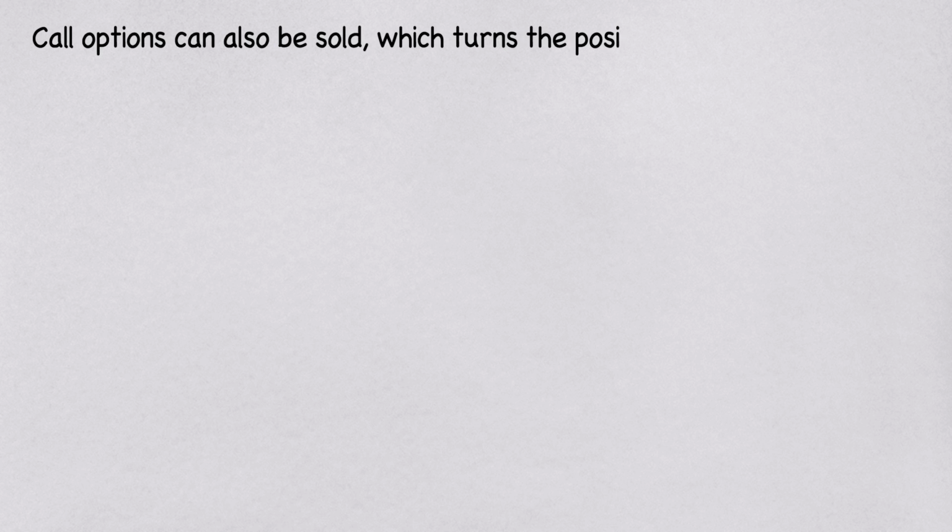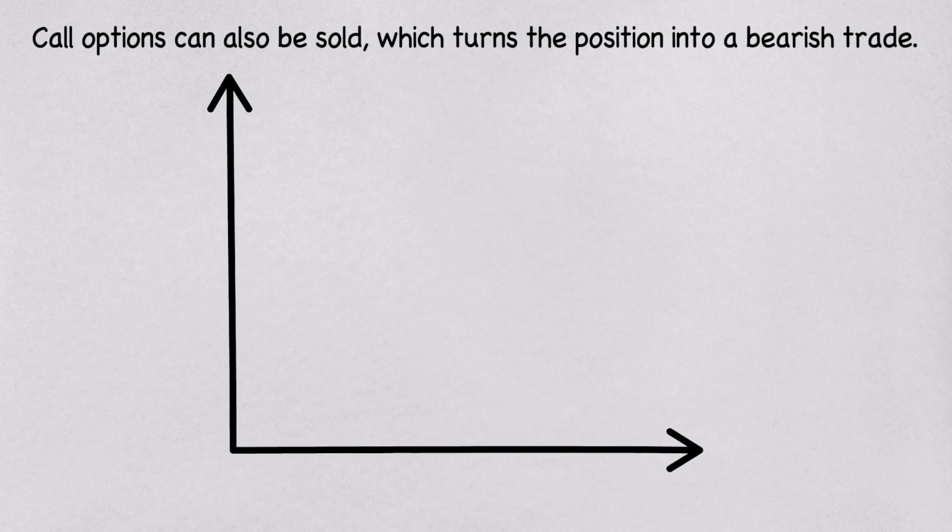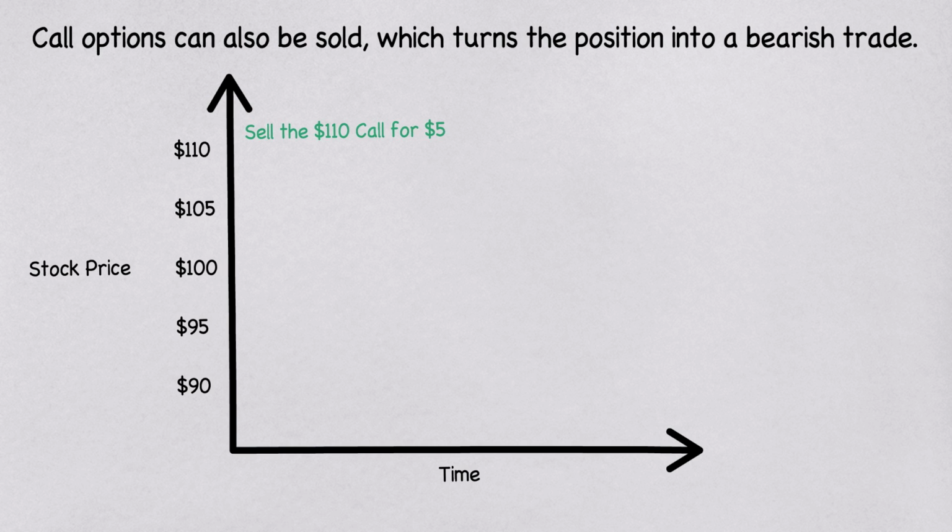So that's an example of how buying a call option can work out, but call options can also be sold, which turns the position into a bearish trade. So let's go ahead and look at an example to see what that might look like. Let's say we're looking at a stock that's trading around $100 and we go ahead and sell the call option with a strike price of $110 and we collect $5 for that option.